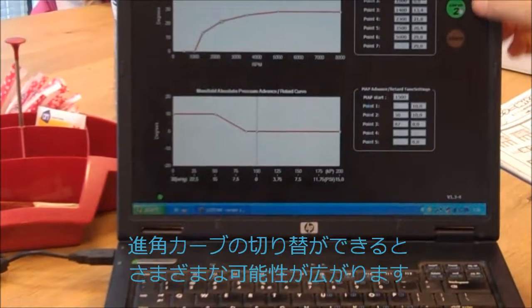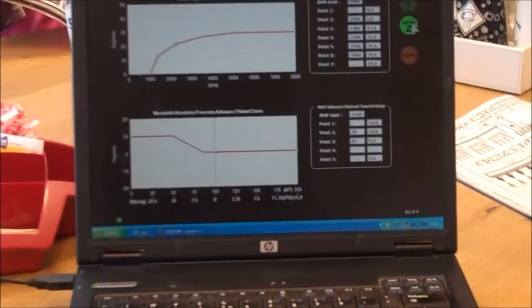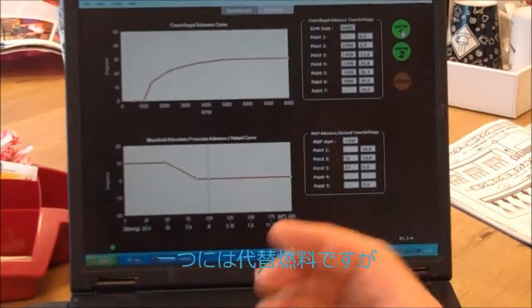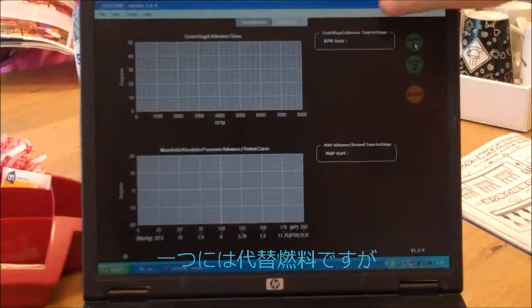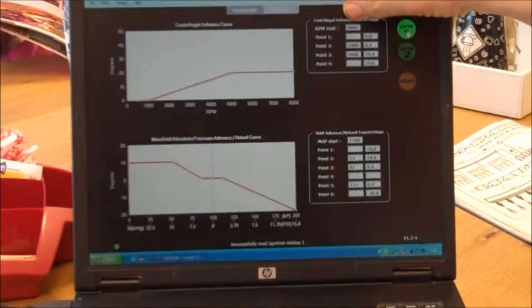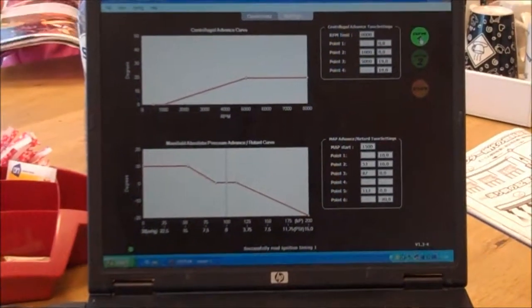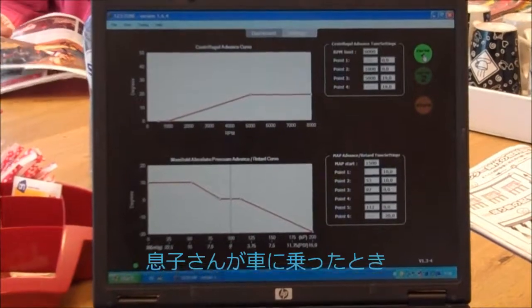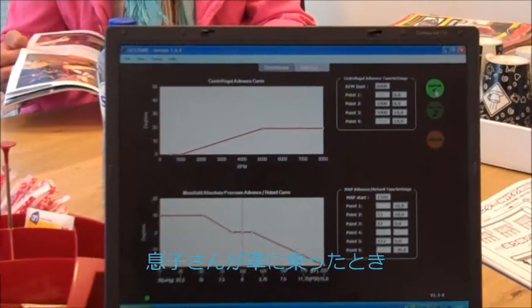Two different advanced curves could bring a lot of nice possibilities. Now, one of the things, maybe not the two different fuels, but if you look here, there's an RPM limit, say 6,000 RPM. Now you have a son, for instance, and you want to give your car to your son so that he can drive with it.